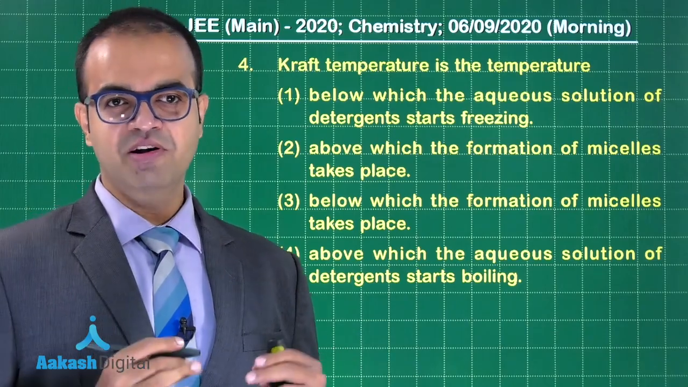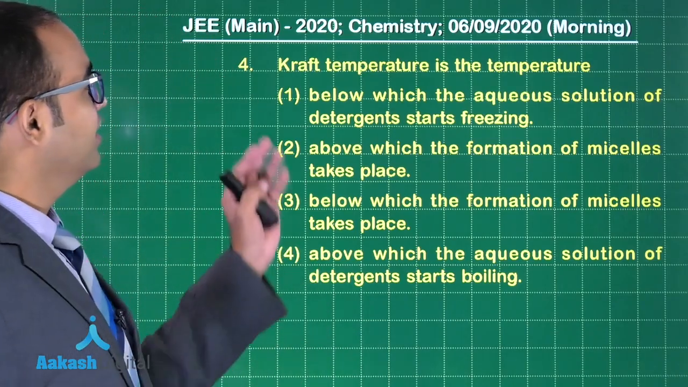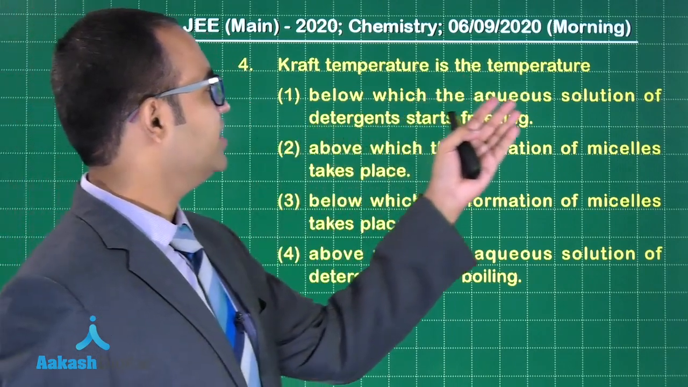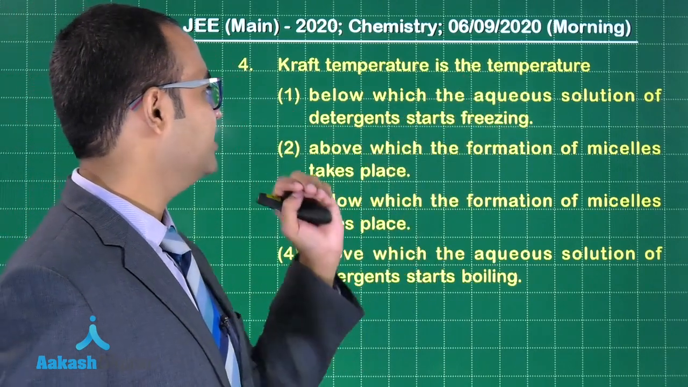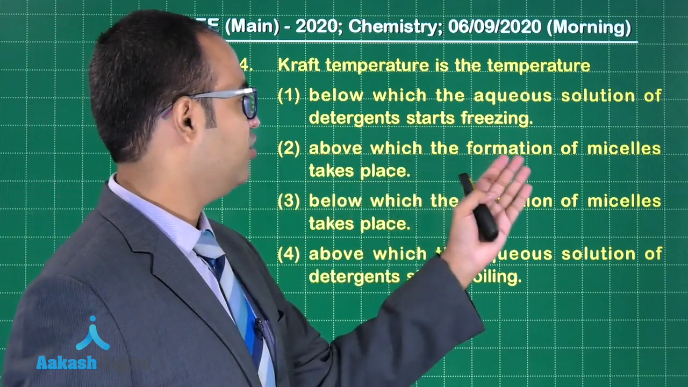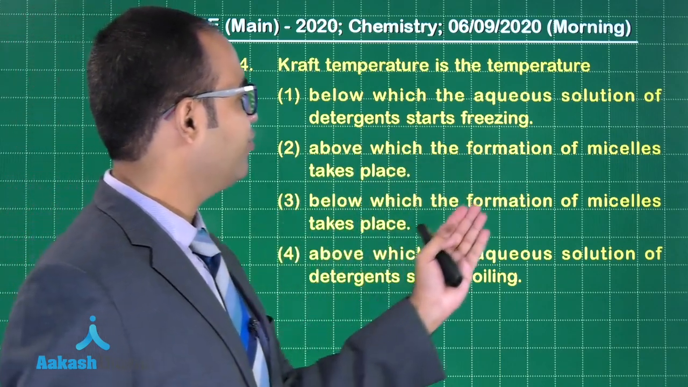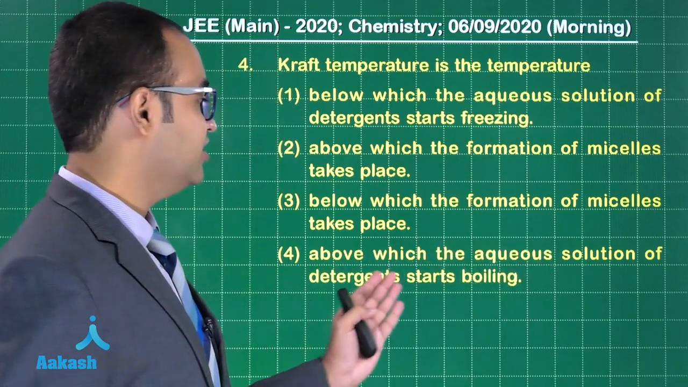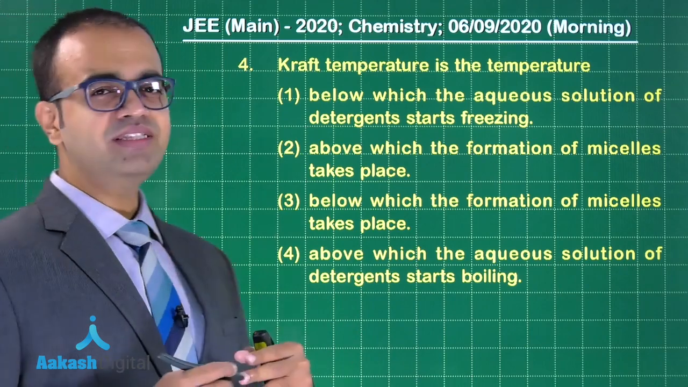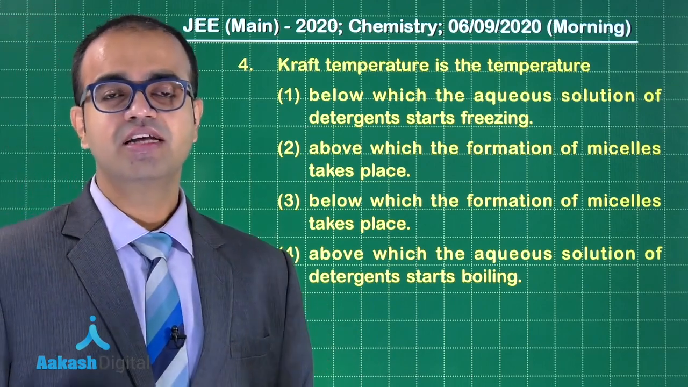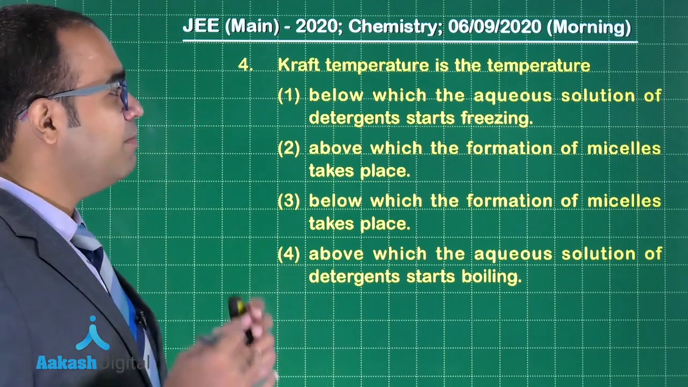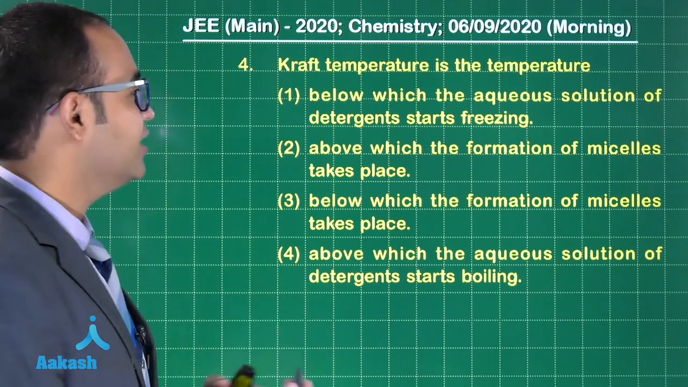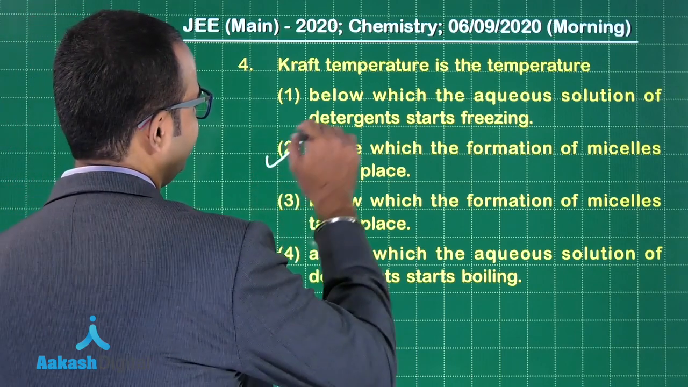Let us solve question number 4, guys. So what we have here: Krafft temperature is the temperature below which an aqueous solution of detergent starts freezing, below which formation of micelle takes place, above which aqueous solution of detergent starts boiling. Okay, so what is the definition of Krafft temperature, guys? The definition says it is the temperature above which micelle formation takes place. That's why the answer is option 2, guys.